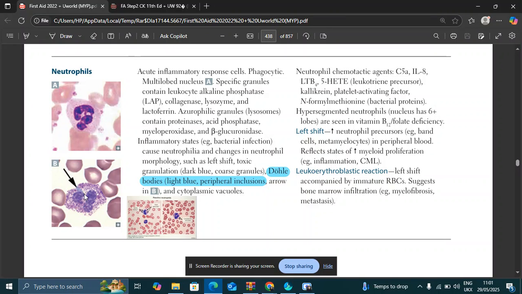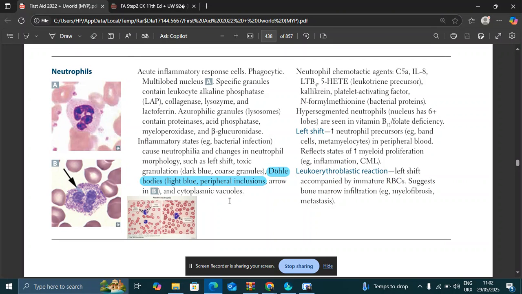These are dull bodies. So dull bodies and the toxic granulations you will not see normally in the neutrophils. You will see them only in the reactive neutrophils, and then you will see cytoplasmic vacuoles as well. Okay, and this is how the reactive neutrophils are different from the normal neutrophils. Okay, reactive neutrophils are those neutrophils which we see at the time of inflammation. Okay, and along with that you will see left shift.